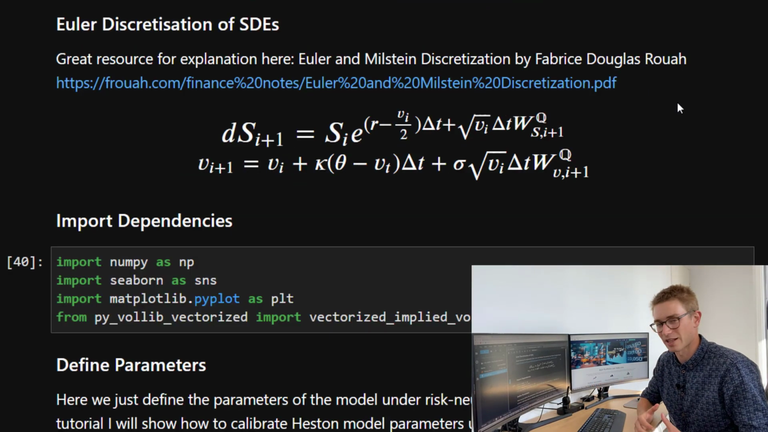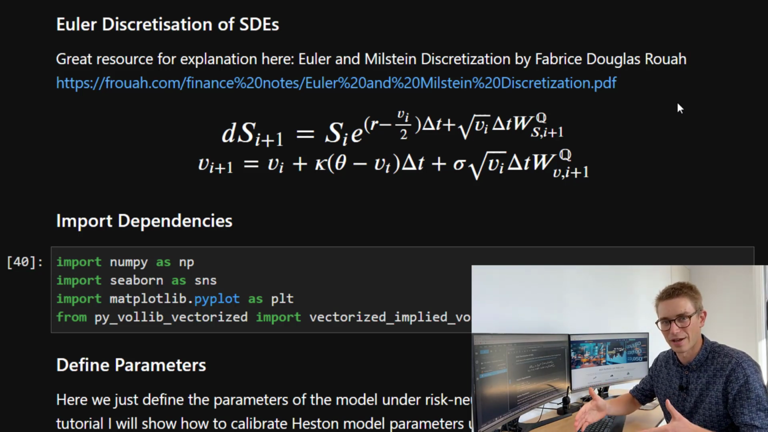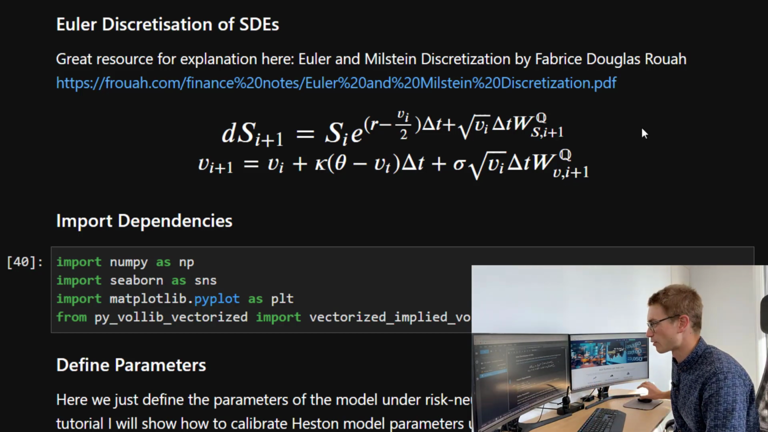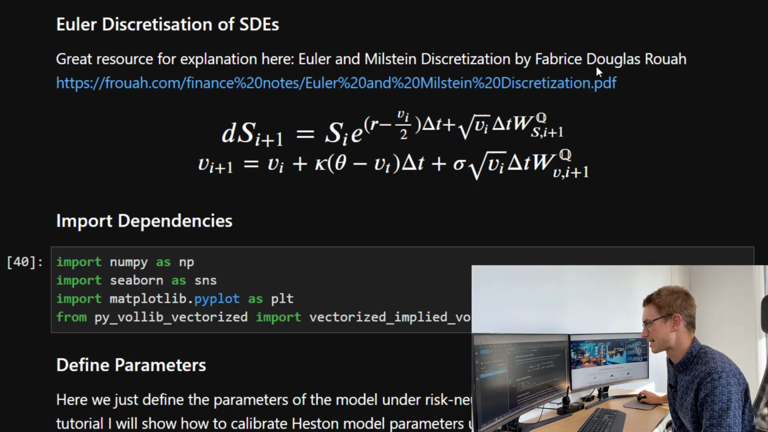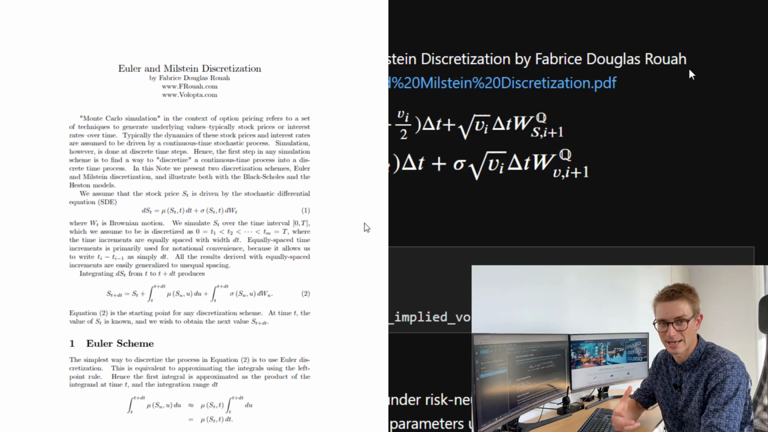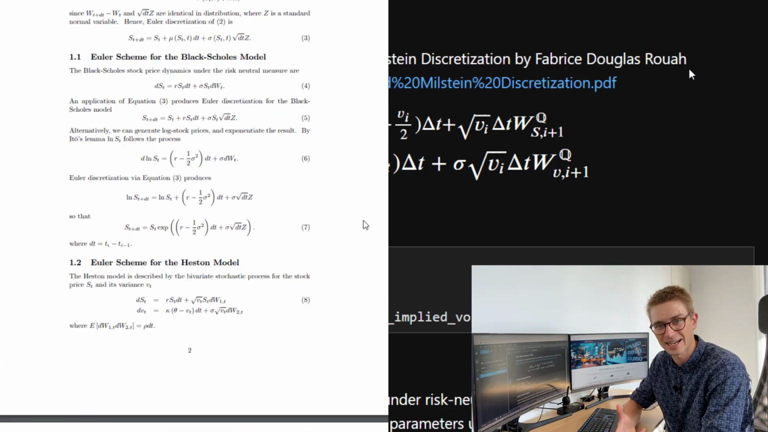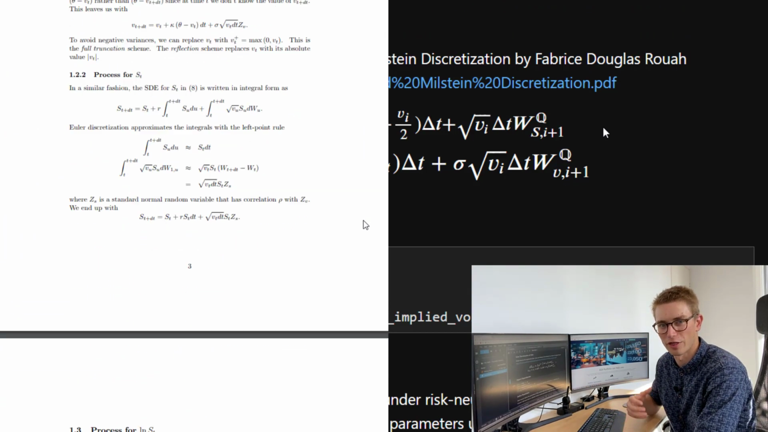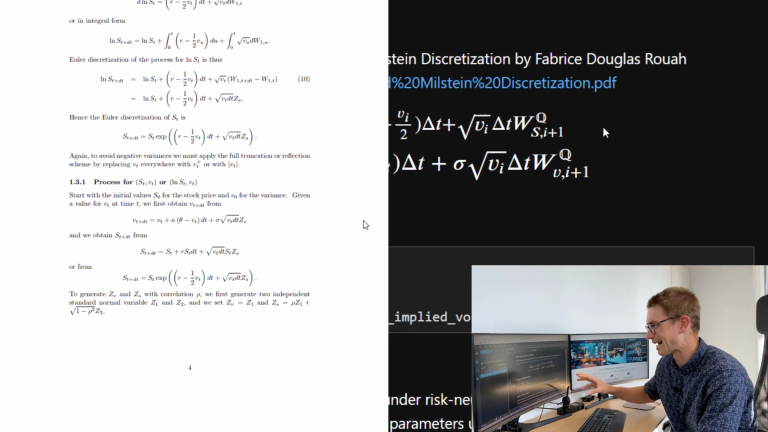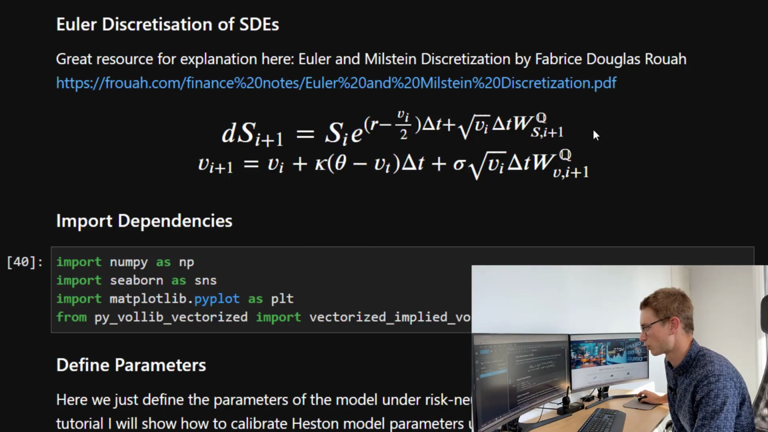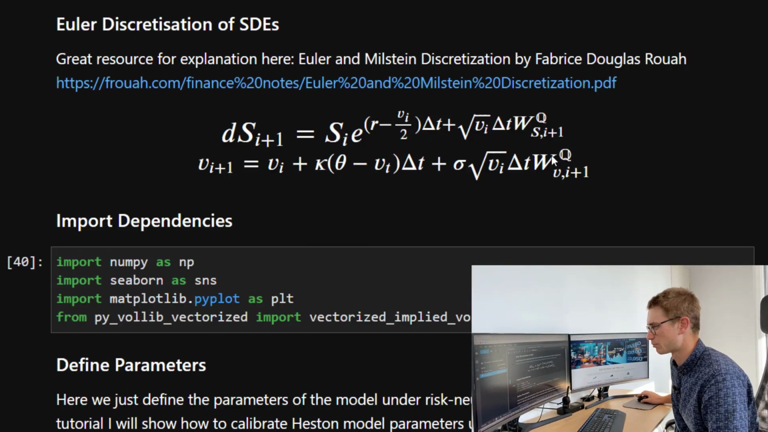Now, the big assumption that we have to make is, of course, doing a Euler discretization of these SDEs. And this is where you can actually get negative variances. Now, I found a really great resource in this paper by Fabrice Douglas Rahon, where he actually steps through some of the stochastic calculus and looks at the solution of the log of the stock price under this Heston model. So this is what we're going to be implementing.